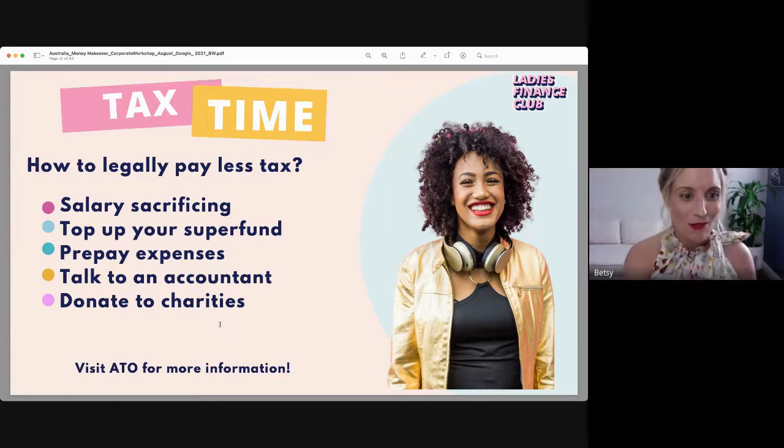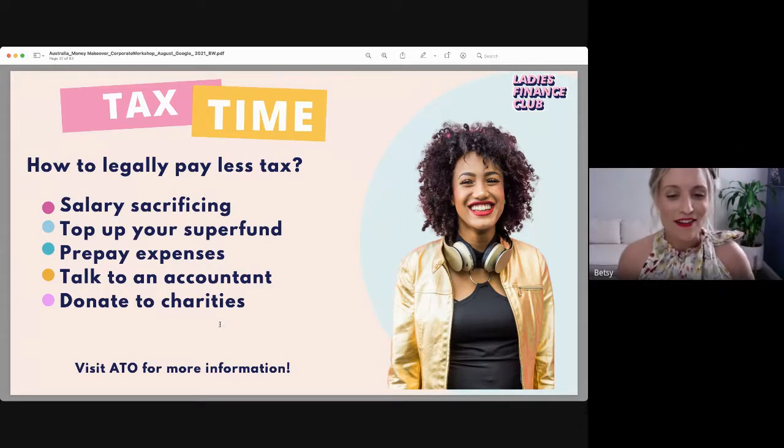So we talked about topping up your super fund as another great way to save tax. Prepaying expenses, so being able to prepay interest on an investment loan, is an example of how you might be able to save tax as well. Of course, get advice from a professional like an accountant on various tax strategies. Maybe there are deductions available to you because of your family structure, the place that you work, or where you're living. So make sure that you talk to an accountant and find out what's available to you.